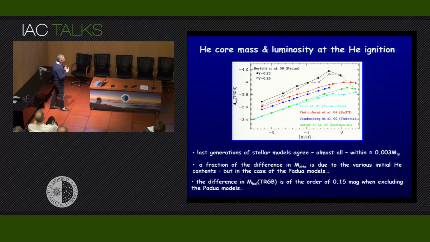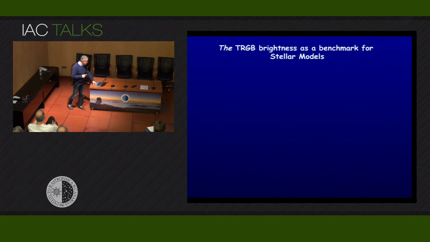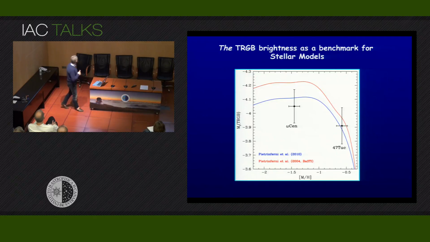So, can we constrain the accuracy of our models, and so the accuracy of the physics that we are using for computing them? The answer is yes, and we can use the brightness of the tip of the red giant branch observed in star clusters to constrain this. In this plot, you see the absolute I Cousins band magnitude of the tip of the giant branch as a function of metallicity, and the 2 points with error bars correspond to the measurements of this feature in the globular clusters Omega Centauri and 47 Tucanae.